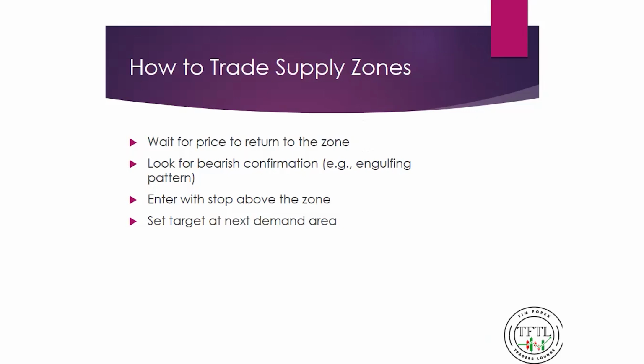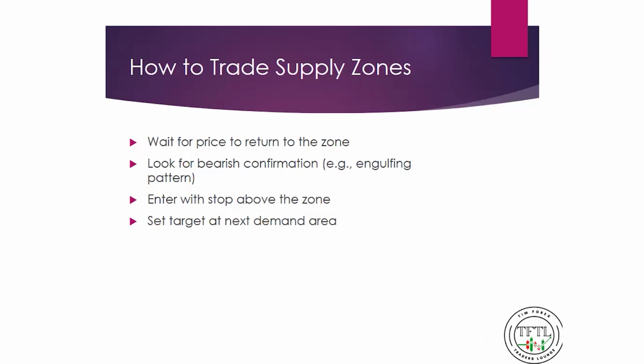So for the supply zone, how do you trade it? Once you have marked the supply zone, you have to wait for the price to return to the zone. And once the price returns to the zone, then you can add some more confirmation, because remember, when you're trading, your setup should give you a confluence. That means you should have at least two or three confirmations.